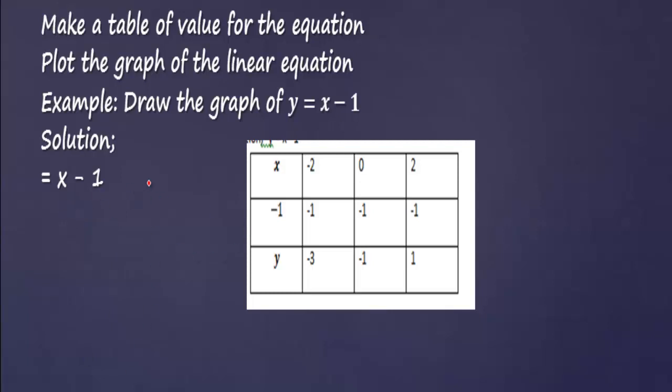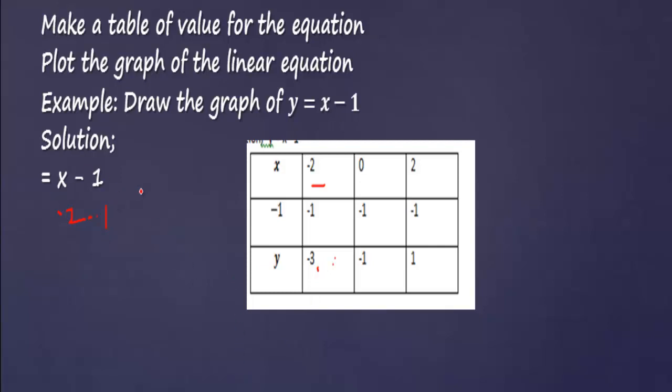Y is equals to x minus 1. Wherever you see x here, put the number that you saw. Let's say x is minus 2. What will y be? We are going to have minus 2, and this one minus 1. Minus 2 minus 1 is going to be minus 3. That's why we got this one. Are you seeing it now?